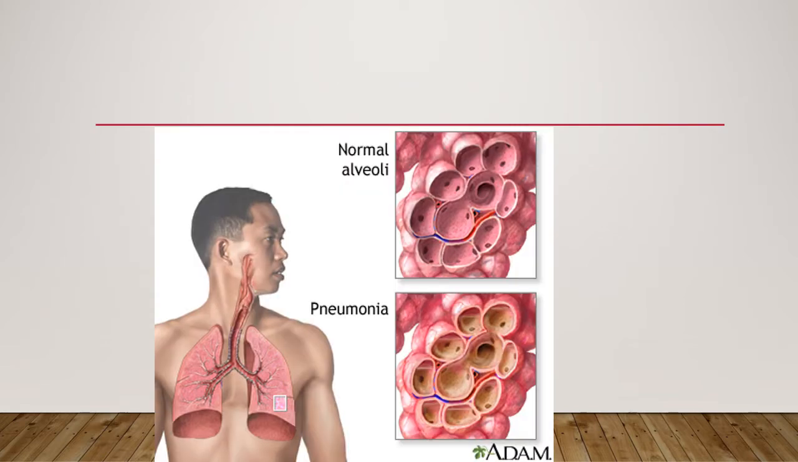The picture shows normal alveoli and alveoli when there's pneumonia. The normal alveoli are obviously air space filled areas, and when there's pneumonia, there's an inflammatory exudate in the alveoli. So the exudate is composed of neutrophils, usually neutrophils, and sometimes lymphocytes.